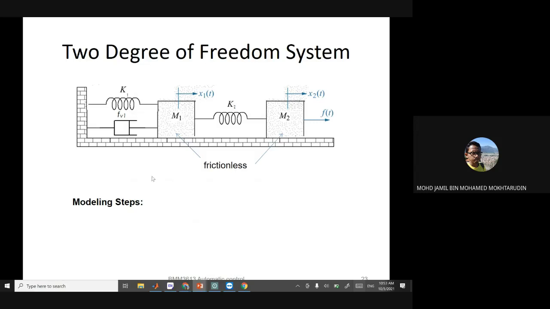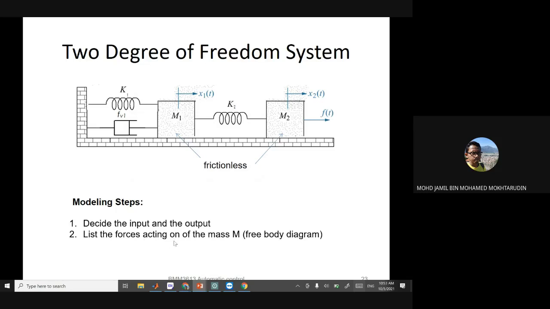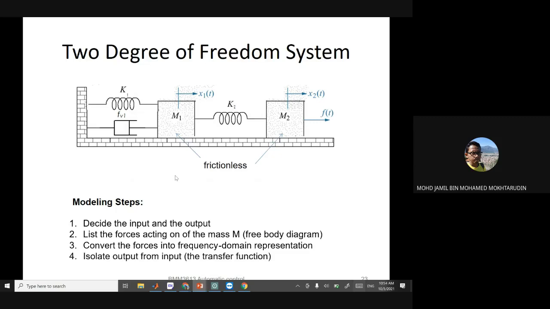Okay, so the same modeling steps are required. First you need to decide the input and output. Then you need to list the forces acting on each of the masses. So there are 2 free body diagrams here because there are 2 degrees of freedom. Then you need to convert the forces into frequency domain. And lastly, you need to isolate output from input.